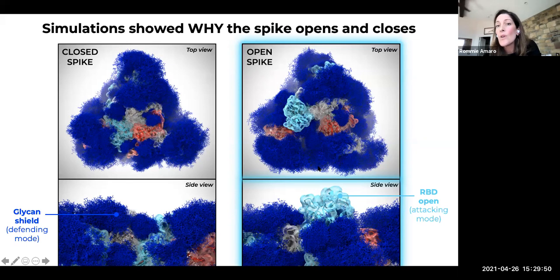This is in contrast to the open, or the 1 RBD up state of the spike. You can see here in the open state how the spike presents a completely different binding interface for the RBD, from the top view and also from the side view. And it's so important because it is this part right here that has to make that handshake with ACE2. I like to think that if the structural biologists could have seen the glycans, would they have called it up and down? I think they might have called it exposed or shielded, or defending mode and attack mode. But this is the type of insight that we can learn from the simulations.